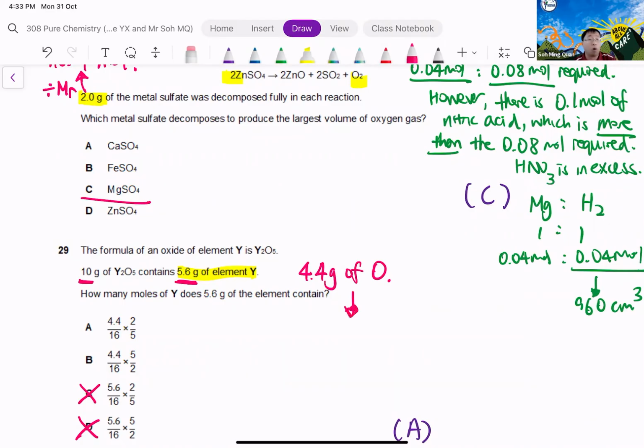So what do you do next? Mole. 4.4 divided by 16. Why 16? Why not 2 times 16? Because I'm interested in oxygen atom. Atom. O, not O2. O2 is oxygen gas. So I only divide by 16. Then what do I do next? So this is oxygen. Oxygen is 5 but Y only has 2. So I must now do what? Times 2/5. That's the number of moles of Y. So the answer is A. Okay?